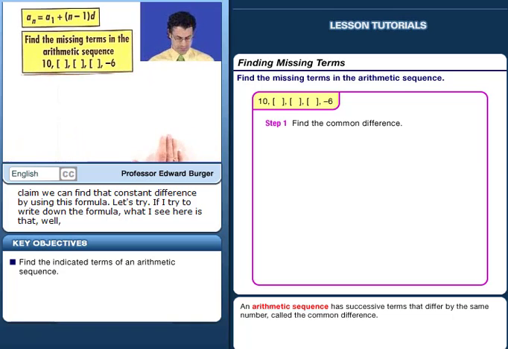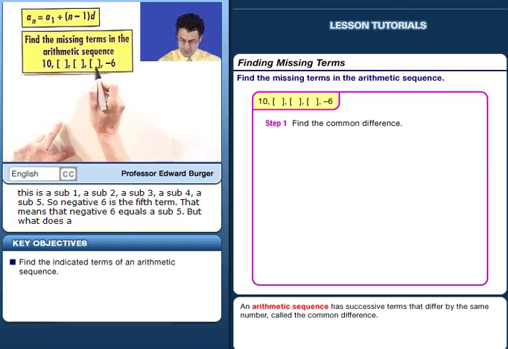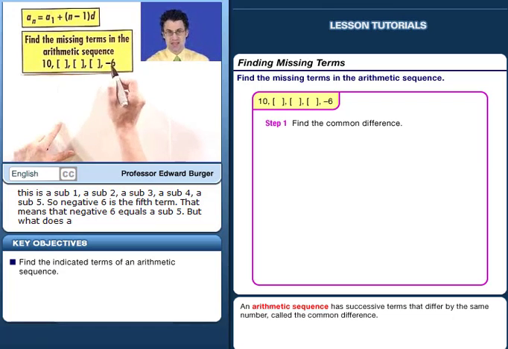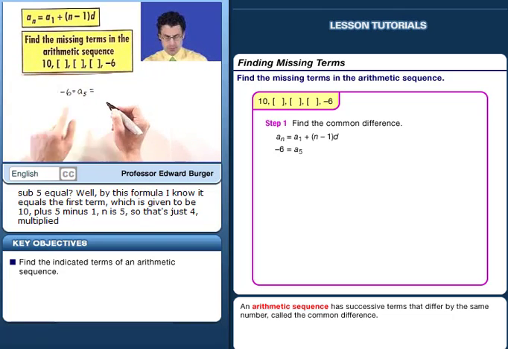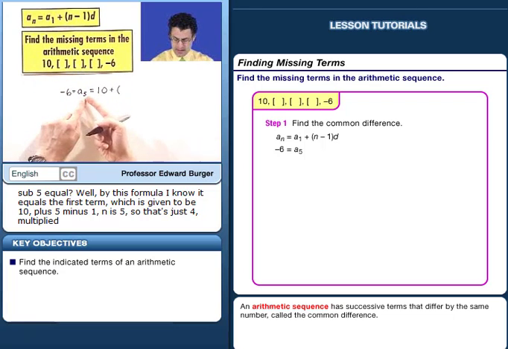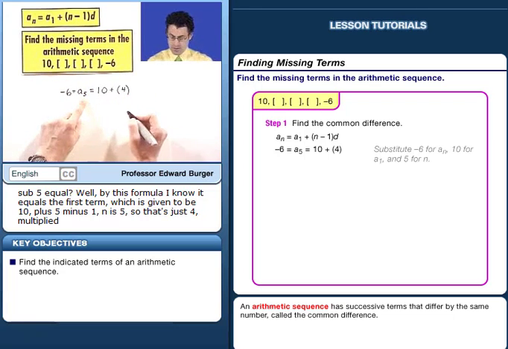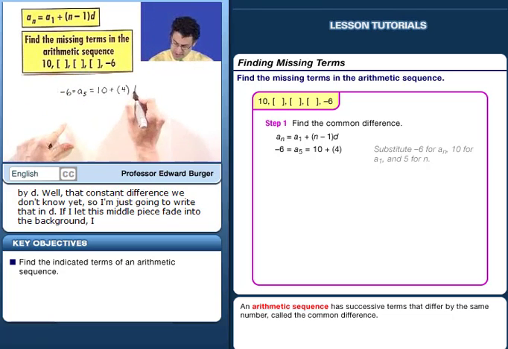Let's try. So if I try to write down the formula, what I see here is that this is A1, A2, A3, A4, A5. So -6 is the fifth term. That means that -6 equals A5. But what does A5 equal? Well, by this formula, I know it equals the first term, which is given to be 10, plus, well, 5 minus 1, n is 5, so that's just 4, multiplied by d. Well, that constant difference we don't know yet, so I'm just going to write that in d.